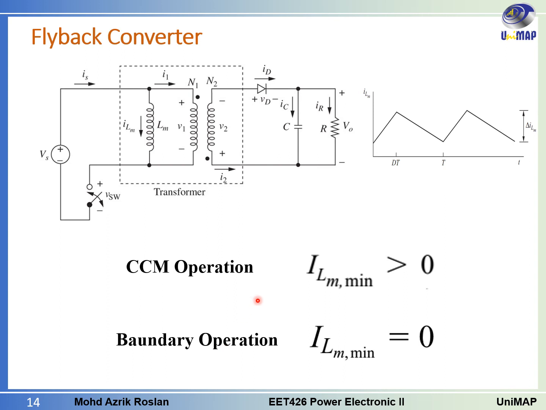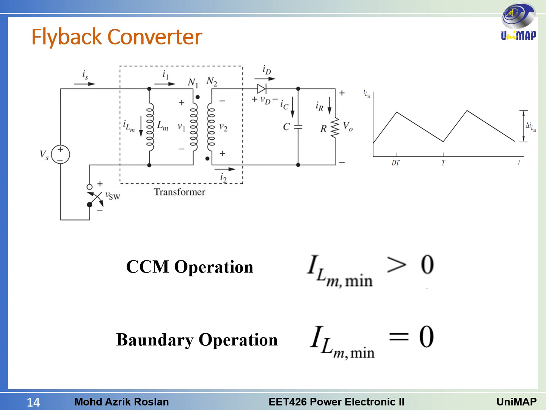Okay, this is how you want to differentiate the operation mode of the flyback converter. For CCM, the ILM max and the ILM min, the value down here, will never reach 0. So we'll have some value here; it never reaches 0, so that one we will call the CCM operation. But for boundary operation, it will touch 0 during the time equal to T. So for the boundary, it should look something like this.